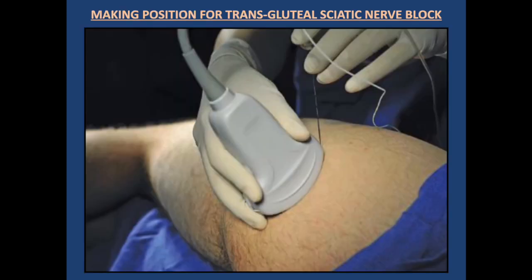This is a diagram showing the position of the transgluteal sciatic nerve block. The operator is standing in front of the patient and the ultrasound machine is on the contralateral side. This is my favorite position.